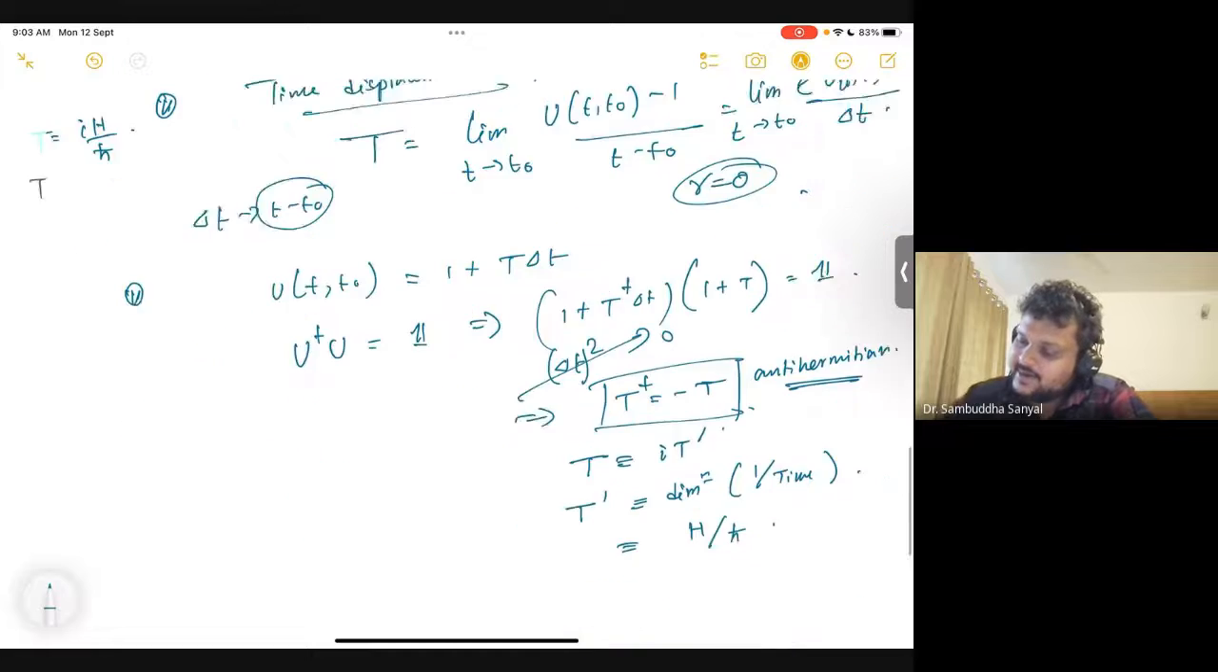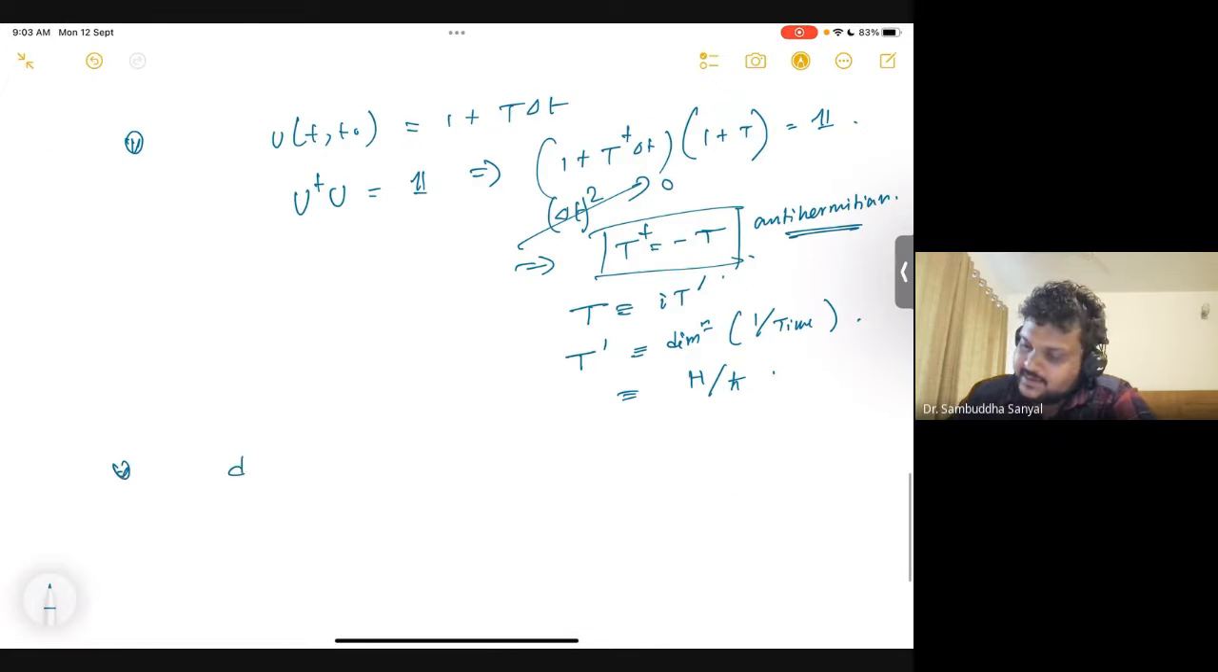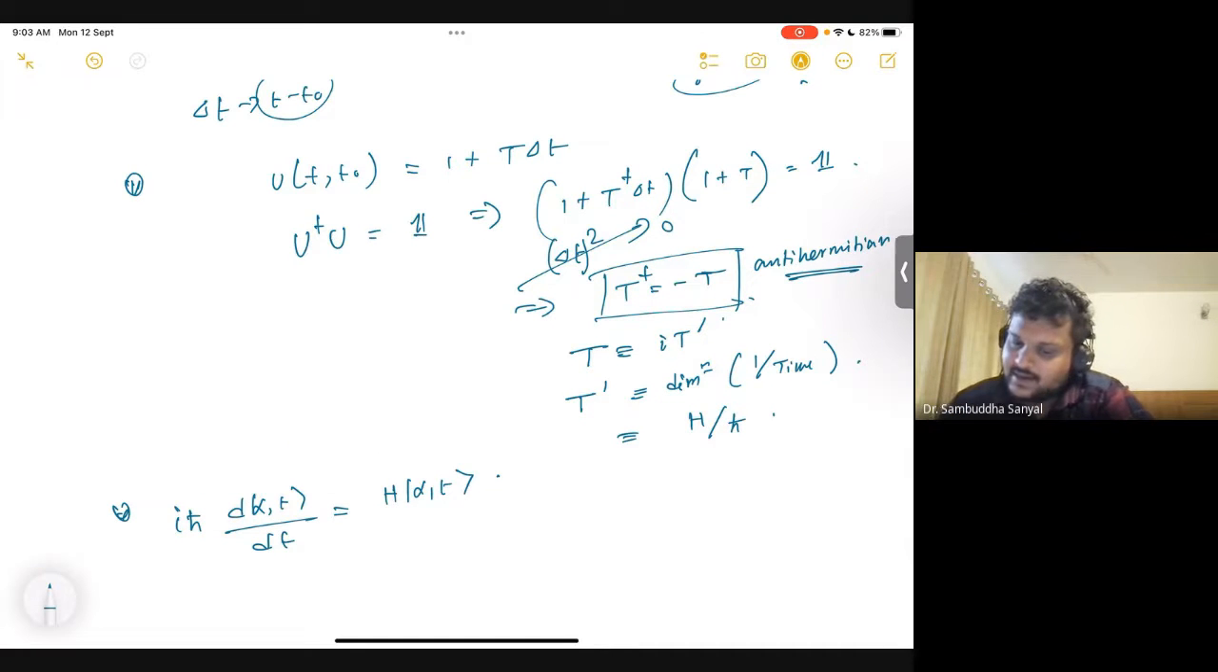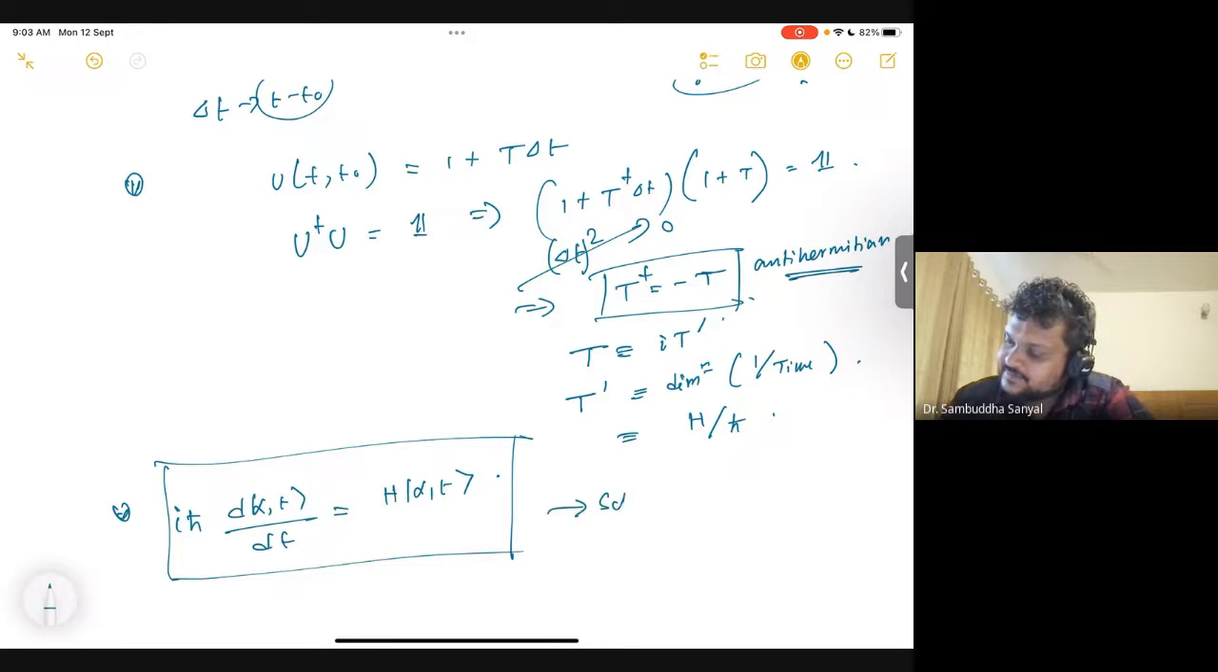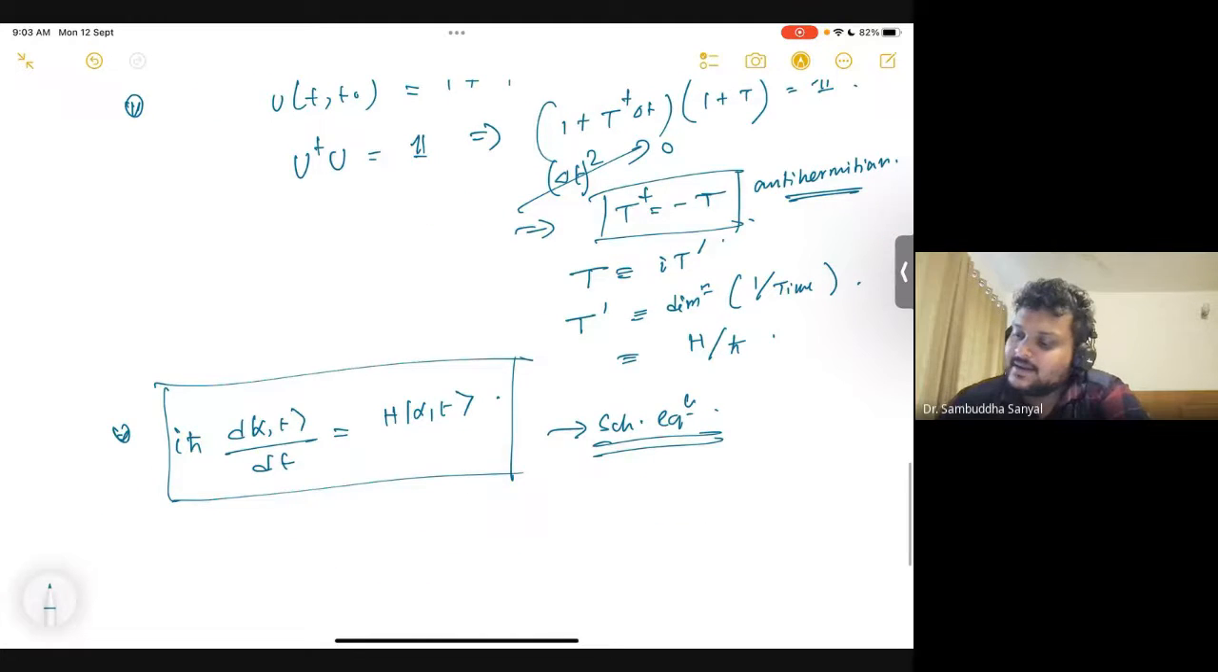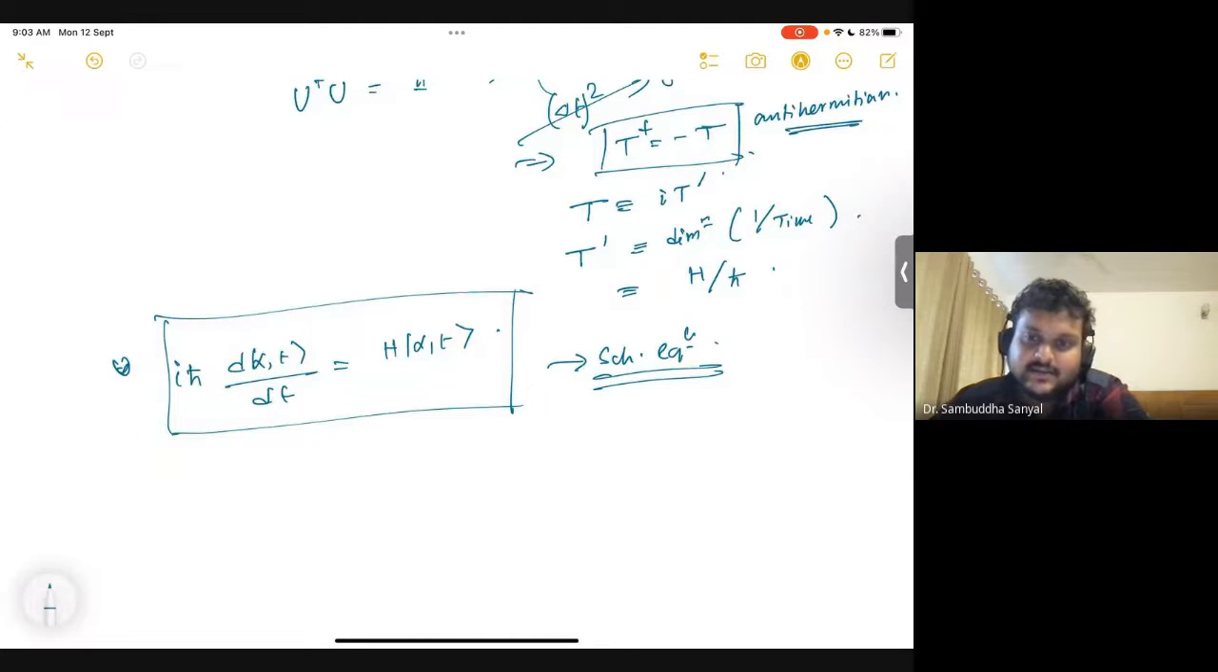So what I get here is basically d alpha t by dt equals i h bar H alpha t. Okay. Actually, I want it to be, yeah, that is the form. So this is the Schrodinger equation, which is nothing but a differential form of time translation. And we have already seen this equation in a different context.